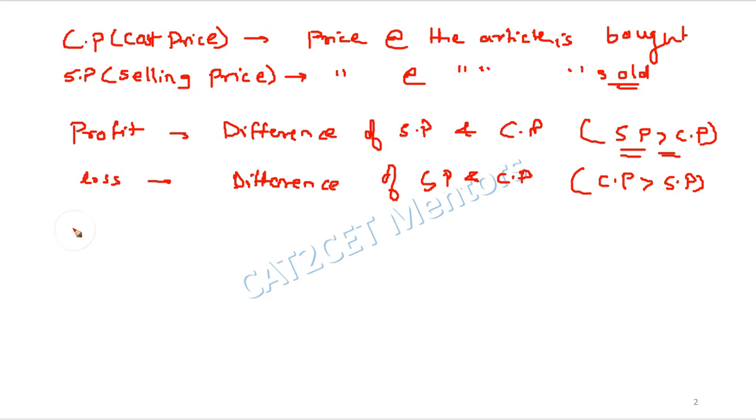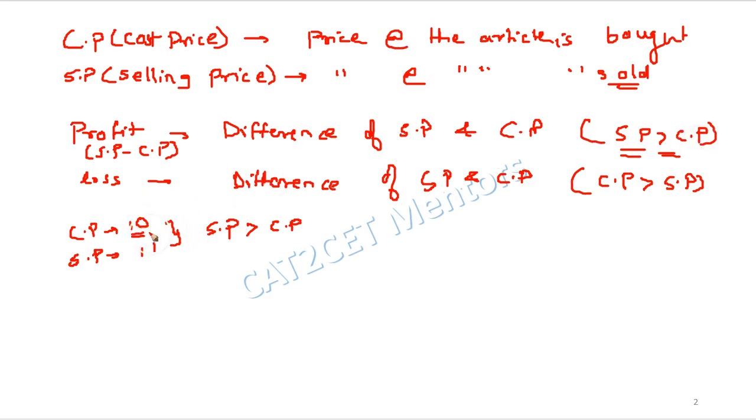Suppose I bought a pen for 10 rupees. So the cost price of the pen was 10 rupees and the shopkeeper sold it to me at 11 rupees. So basically he got the pen at 10 rupees and he sold it at a higher price. So in this scenario, selling price is more than the cost price. So there is a profit involved. So the formula for the profit is defined as the difference, selling price minus the cost price, provided that my selling price is more than the cost price.